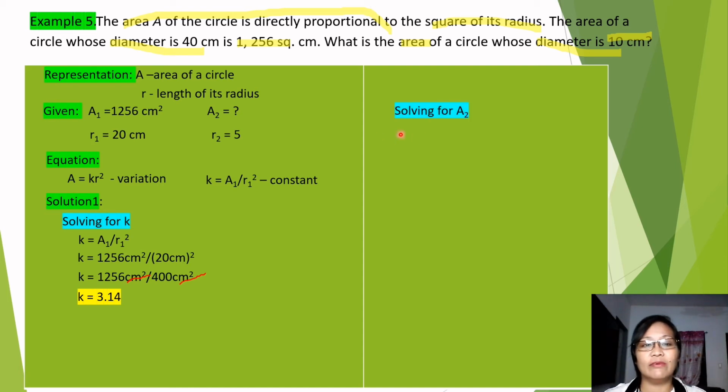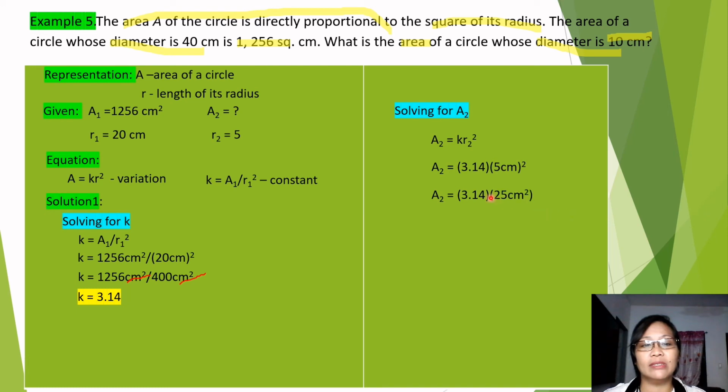Now, solving for A sub 2, we have A sub 2 is equal to K R sub 2 squared. Then substitute the given. A sub 2 is equal to, for our K, 3.14 times R sub 2, which is 5 centimeters, squared. So we need to square our R first.